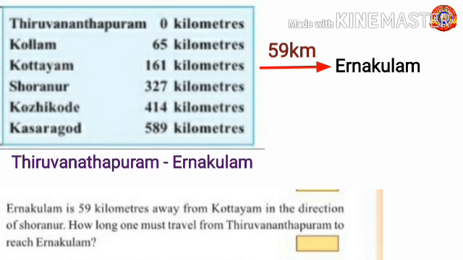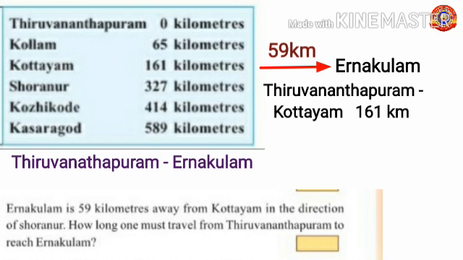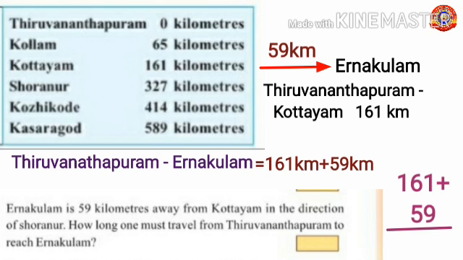See, the distance from Thiruvananthapuram to Kottayam is 161 km. Ernakulam is 59 km away from Kottayam. So, to find out the distance from Thiruvananthapuram to Ernakulam, add 161 km and 59 km. 161 plus 59. 1 plus 9, 10. 0 here and 1 is to be carried here.